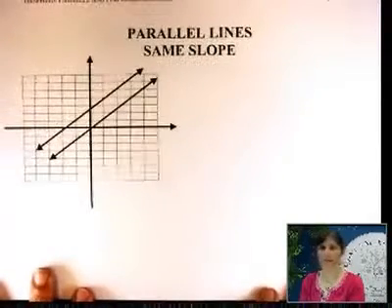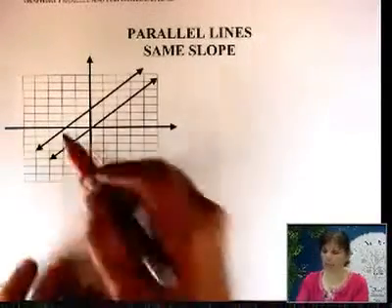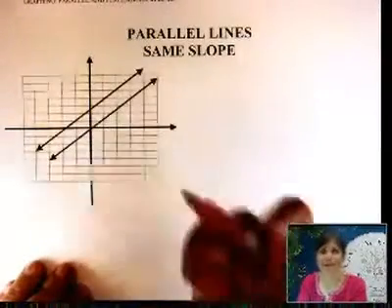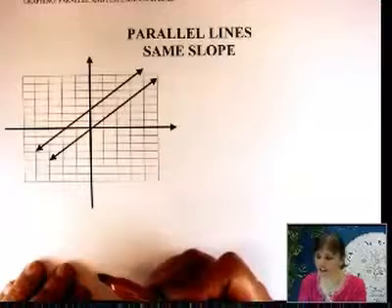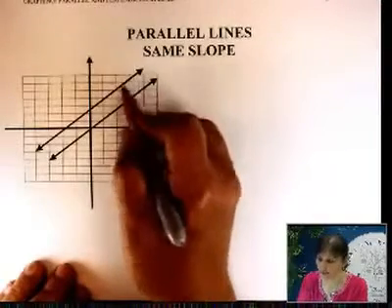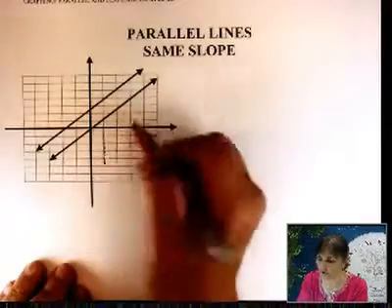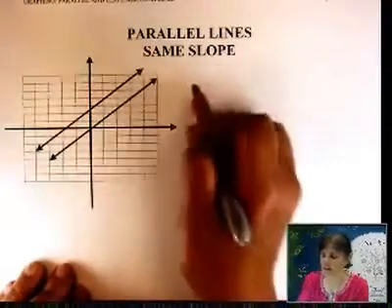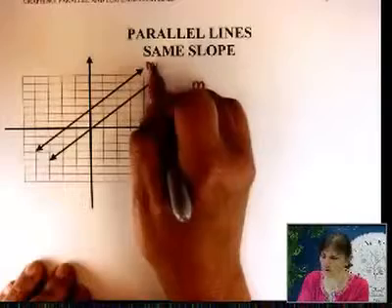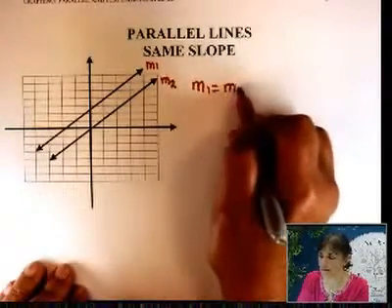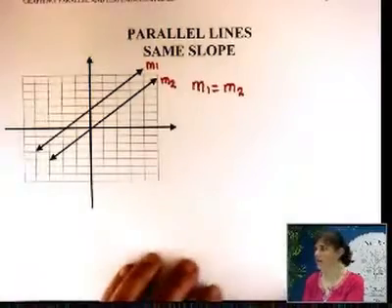Parallel lines have the same slope. Here's a parallel line, here's another parallel. There is one set of two lines that are parallel. If I look at this slope, it's rise over run and rise over run, so they are parallel, same slope. Let's say this slope is M1, this slope is M2. Numerically, they have to be the same. That's the first thing.